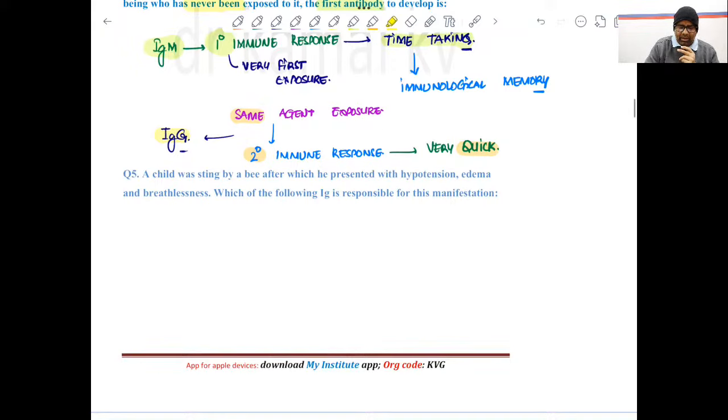Then moving forward, a very basic question which has been asked many number of times. A patient was having bee sting, and then he developed hypotension, edema, and breathlessness. Now, this is a classical case of anaphylaxis. Clear? So, after bee sting, there is hypotension, edema, breathlessness. So, this is anaphylaxis. And here, the immune response is mediated by IgE. Clear? So, in allergic, anaphylactic, this is IgE.